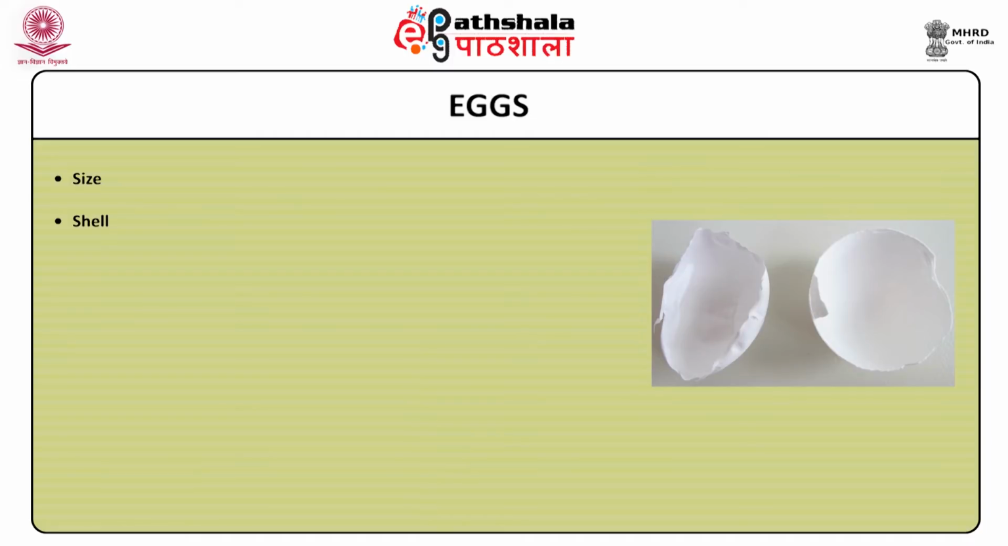Shell. The factors to be considered are its strength, porosity and cleanliness. Any dirt on the shell means the presence of a large number of contaminating microorganisms. Weak shells and rough handling result in damage to the shell. A good egg should be unbroken.